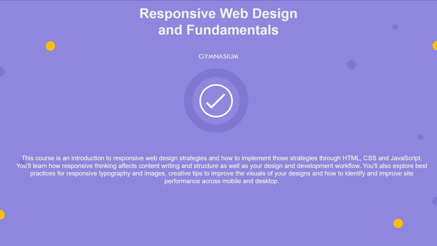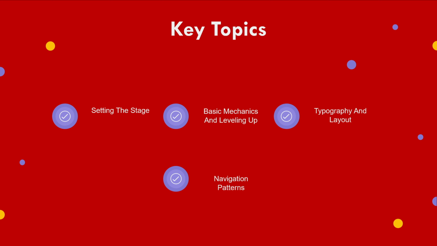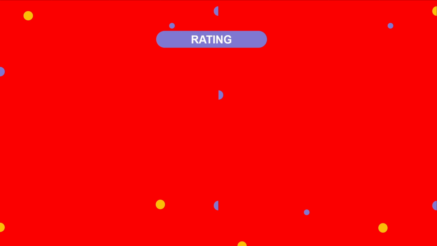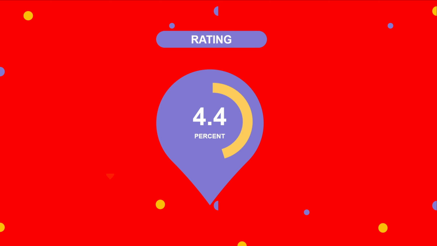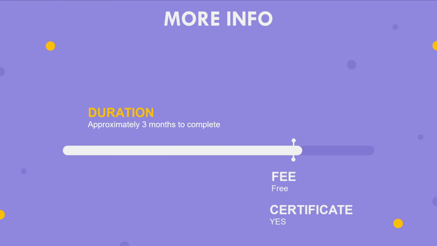You will also explore best practices for responsive typography and images, creative tips to improve the visuals of your designs, and how to identify and improve site performance across mobile and desktops. Key topics of this course: setting the stage, basic mechanics and leveling up, typography and layout, navigation patterns, advanced enhancement, performance. The rating of this course is 4.4 and it will take almost 3 months to complete the course.